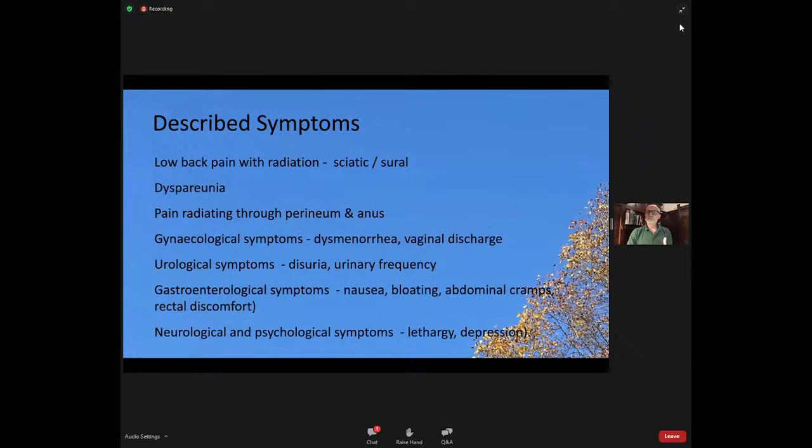I'm not going to go through these, but this is one of the challenges around ovarian vein embolization and pelvic vein embolization.